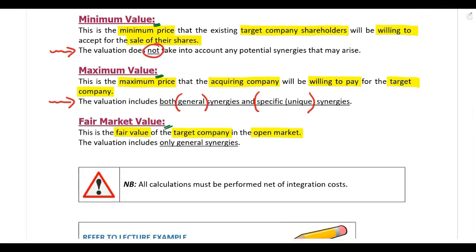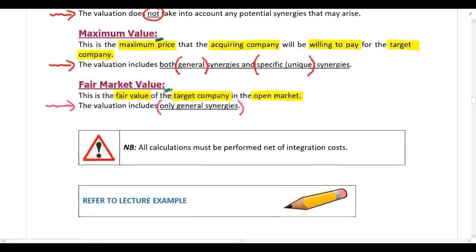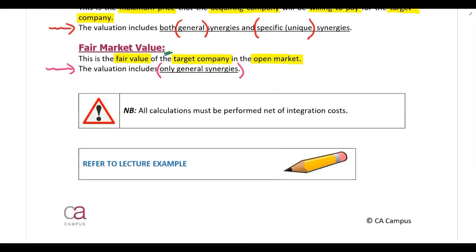However, when calculating the fair market value, you only take general synergies into account. You do not take specific or unique synergies into account. And when performing all of these calculations, everything must be done net of integration costs.